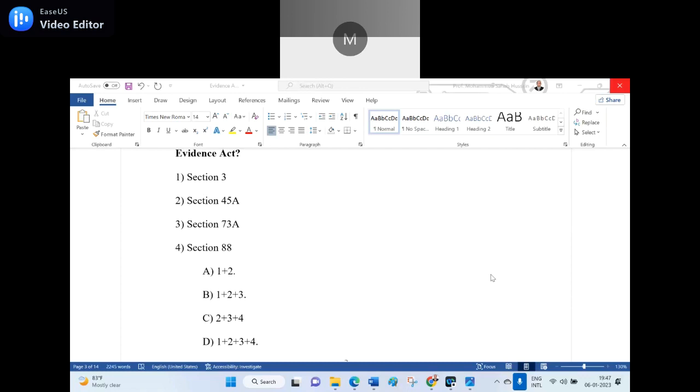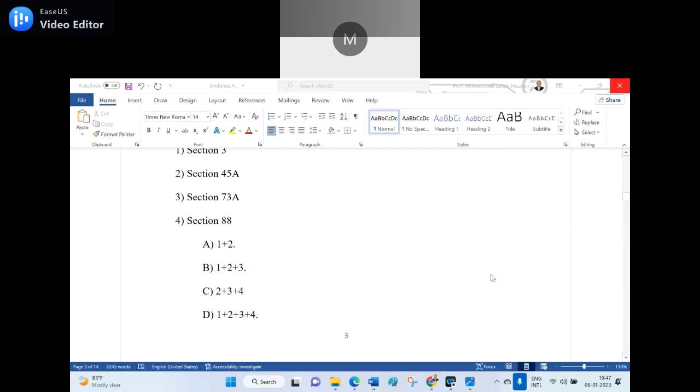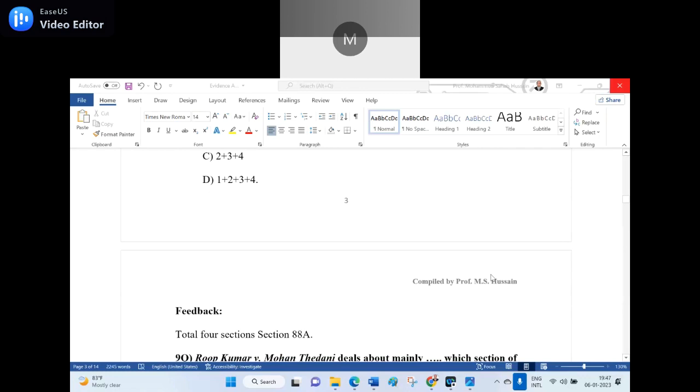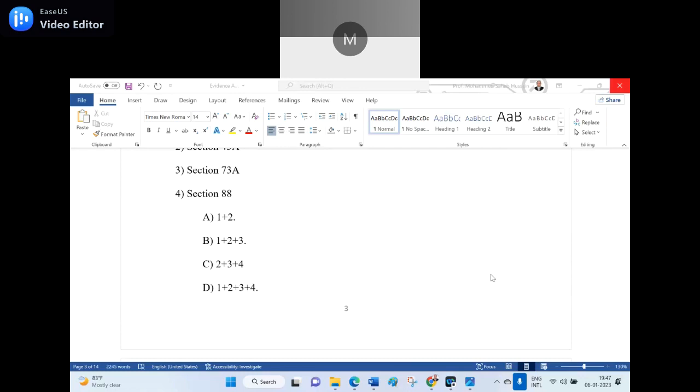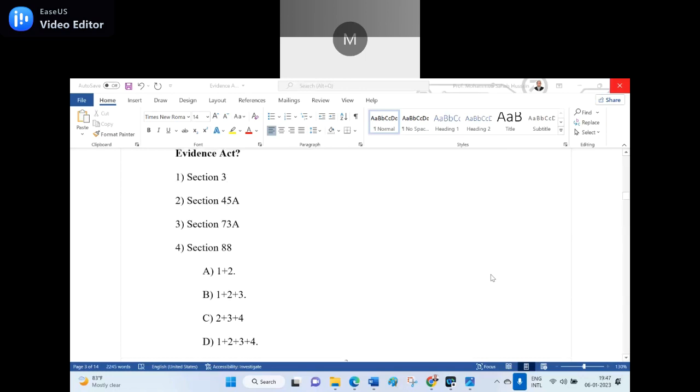Because I added some other thing, that is why that is the wrong answer. See, I added a total of 4 sections. Section 88A. But I added what? I did not add anything. There are 4 sections where the Information Technology Act comes: section 3, section 45A, section 73A, section 88A, which I missed here. Always you have to shoot from the options. No assumptions, no presumptions. Is it clear?